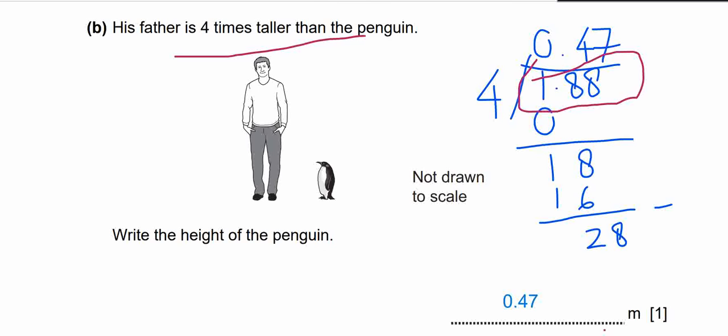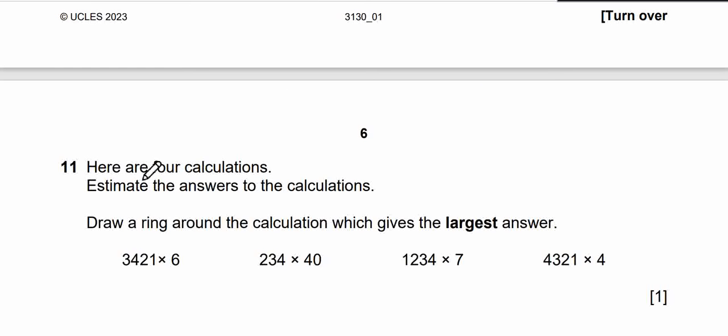Alright, next we move on to the next number. Question 11 says, here are 4 calculations. Estimate the answers to the calculations. Draw a ring around the calculation which gives the largest answer. 10 seconds. 10, 9, 8, 7, 6, 5, 4, 3, 2, 1, 0.